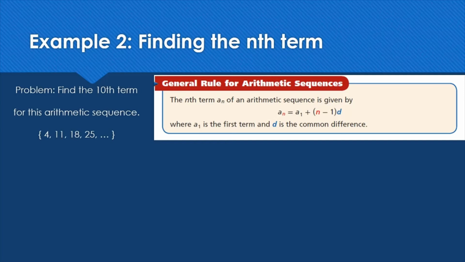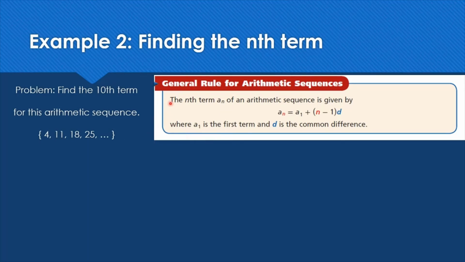So we have a secondary example to go over. The problem example here is that we're trying to find the 10th term for an arithmetic sequence. The arithmetic sequence is as follows: 4, 11, 18, and then 25, and that continues. We're trying to find that 10th term in a way without just finding the 5th, 6th, 7th, and so on terms and going up until we have the 10th term. We can use that to check our work, but there's this general rule, right here, that we want to apply.